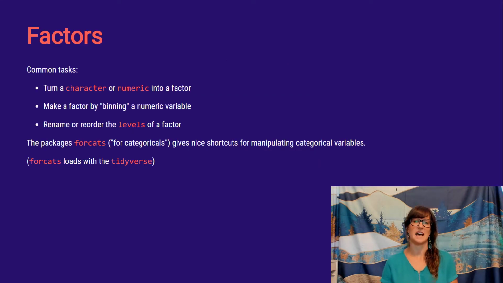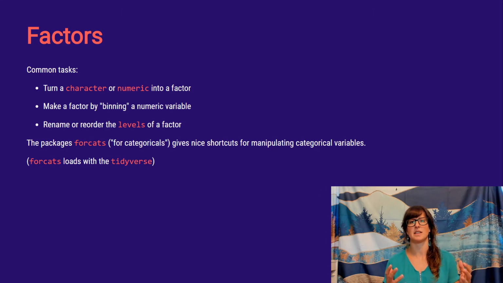So some common tasks that you want to do with factors. Well, quite often you want to turn a character variable or even a numeric variable into a factor. Something that you know should be categories, but it isn't being understood that way in R. Zip codes is a great example of this. Sometimes you want to define your own factor by binning, it's called, a numeric variable.